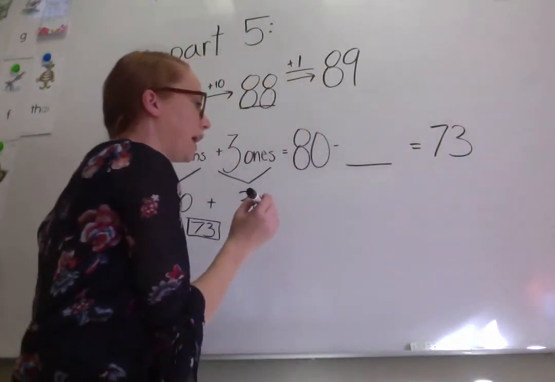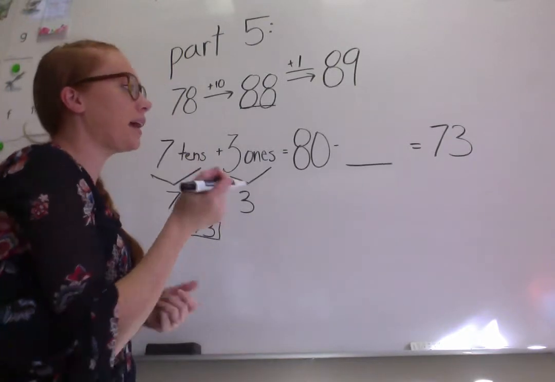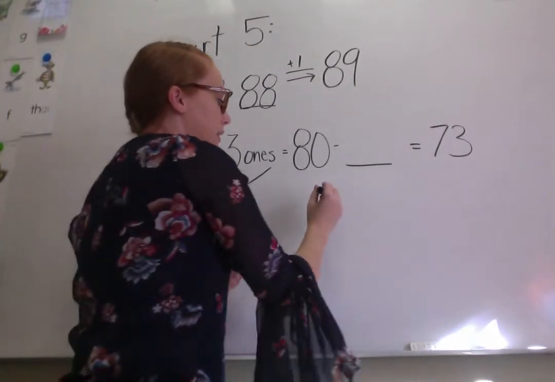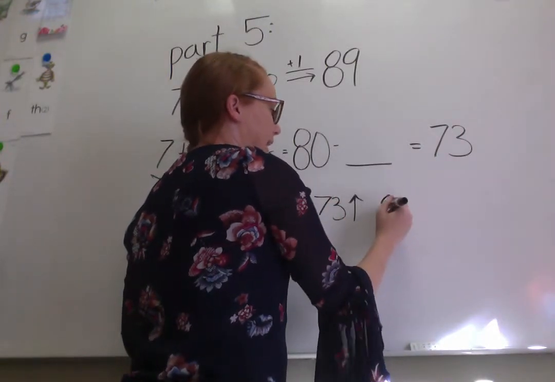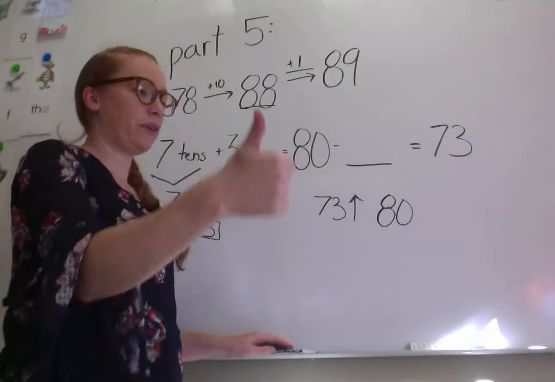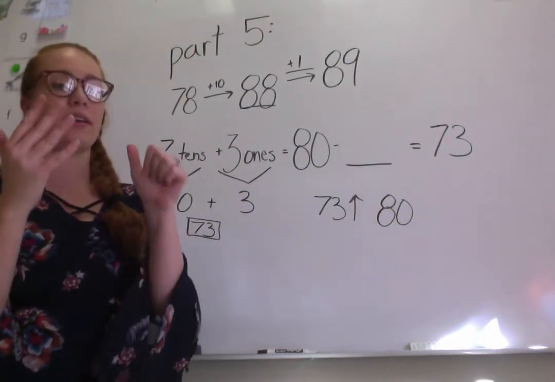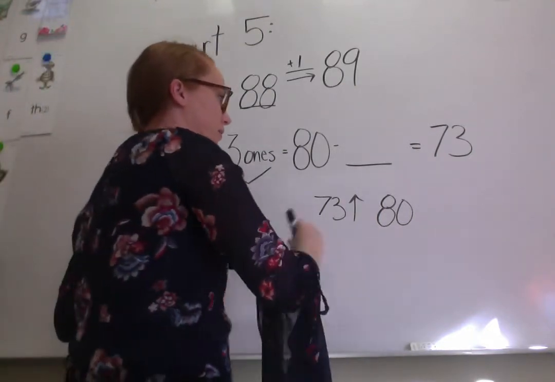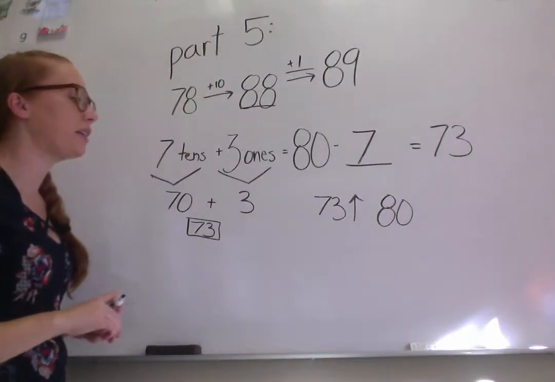So we have to think in our head, 80 minus what will give us 73? Something I like to do is count up. I like to take my number 73 and count up until I get to 80. So 73 in my head, 73, 74, 75, 76, 77, 78, 79, 80. Wow, I got 7. So 80 minus 7 is 73.